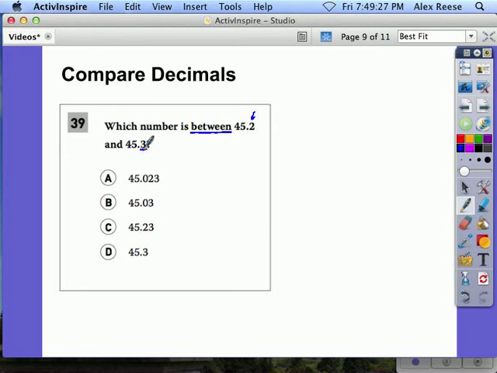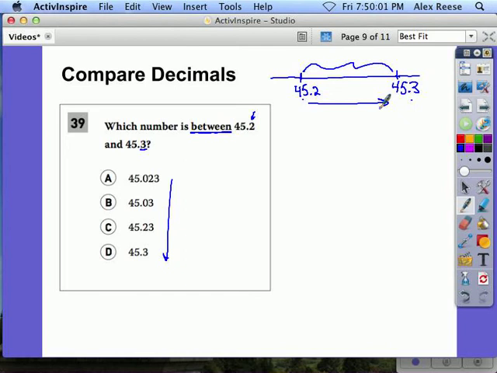So I need to figure out a number that, on a number line, if this were 45 and this was 45 and 3/10, I'm looking for a number that would come on this number line in the middle, somewhere between 45 and 2/10 and 45 and 3/10. So let's take a look at something to see which one of these answer choices is more than 45 and 2/10 and less than 45 and 3/10.